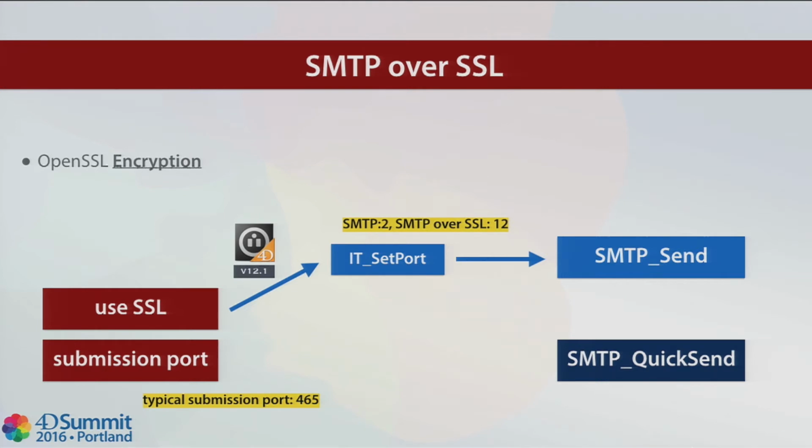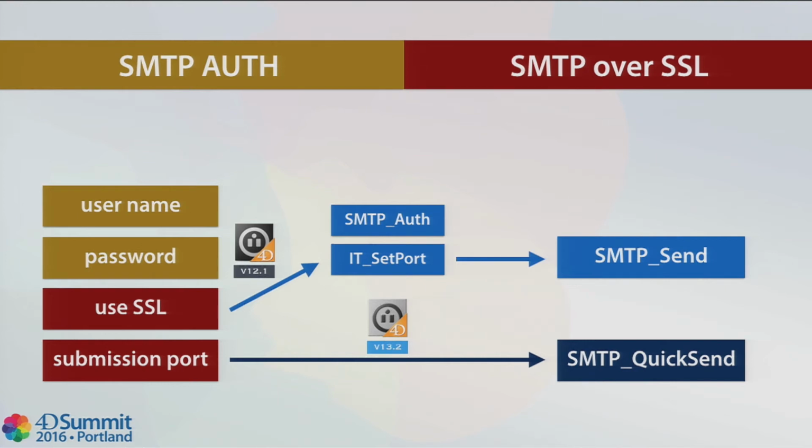And in 4D, support for that was added in v12.1, which meant that you could send an email over SSL. To do that, you would typically use the set port command to tell that you want to submit the email through, normally a different port, 465, and then use encryption. In version 12, you could only use the send command, but then shortly thereafter, SSL support was added to QuickSend, so you can use either command.